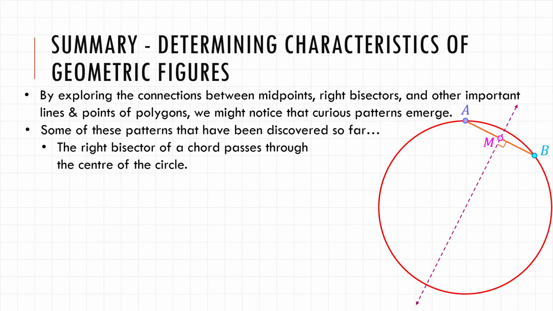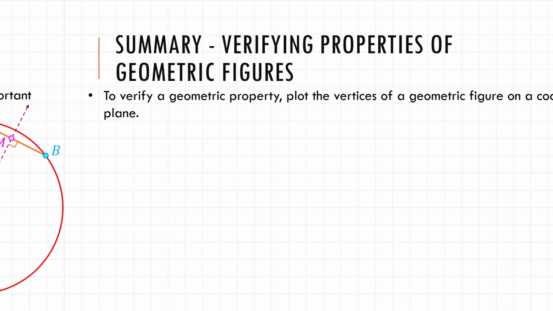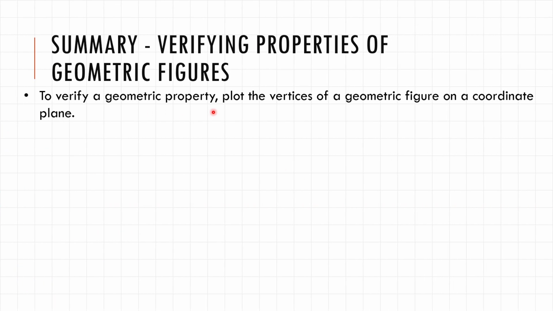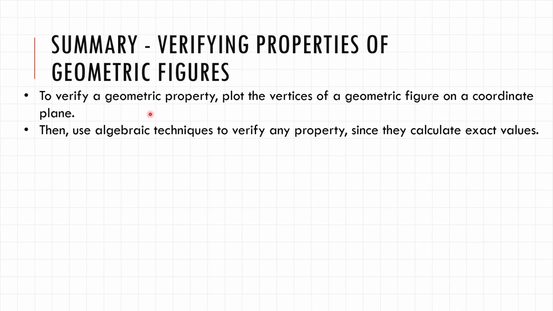These are all patterns that we may have noticed, but we also learned how to verify them. To verify a geometric property, you can plot the vertices or any known points of the geometric figure on a coordinate plane, and then use algebraic techniques to verify that any side lengths are equal, or maybe two angles are equal, since we can use algebra to calculate exact values.